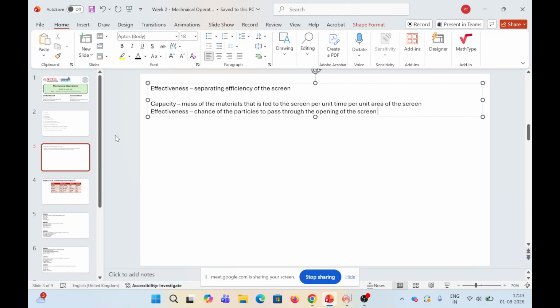If the direction, orientation, or basically the configuration of the particle is not right, then these particles may not pass through the openings of the screen, and they may remain on top and cause clogging. So this becomes a very important aspect.